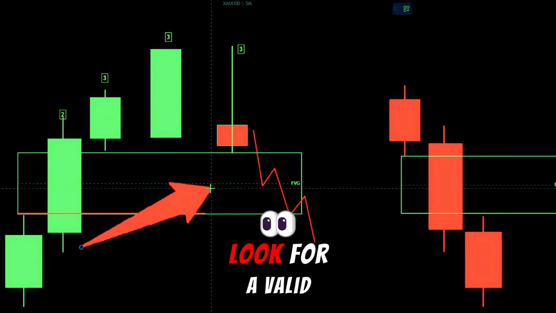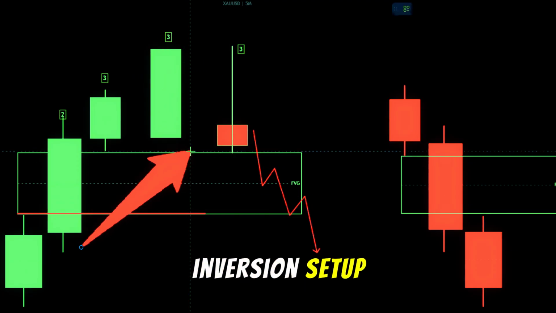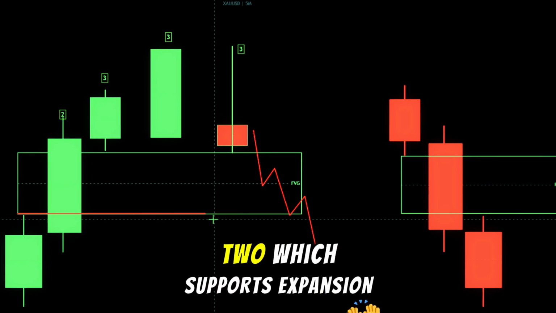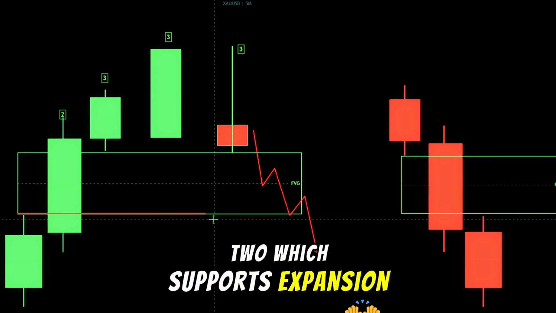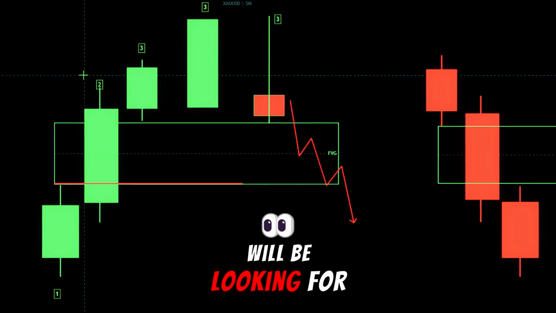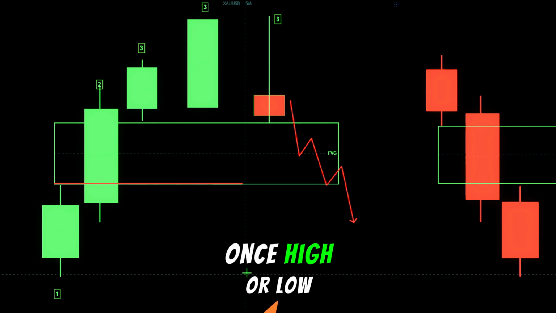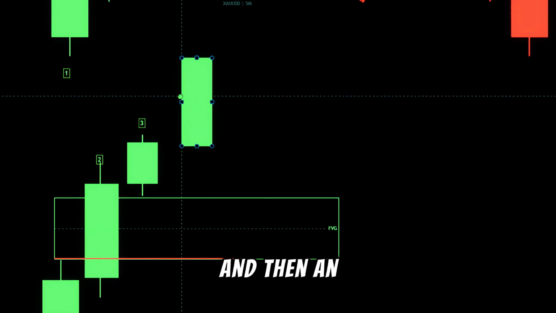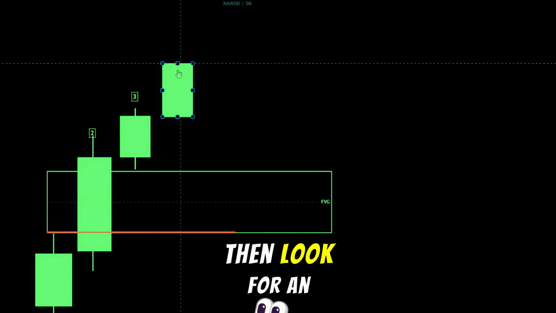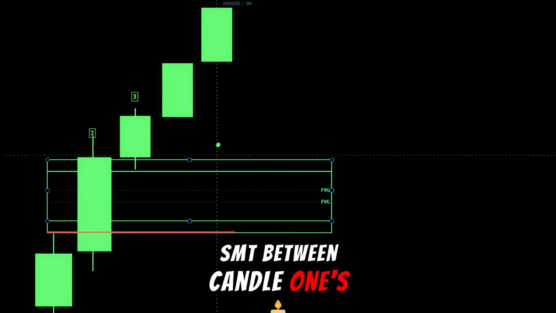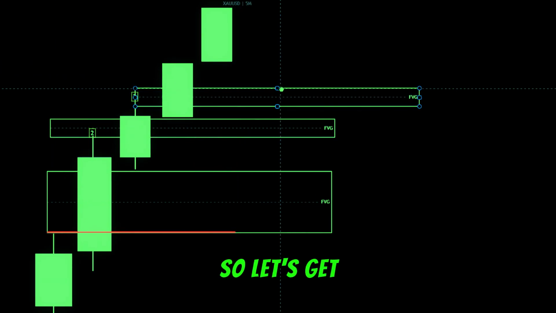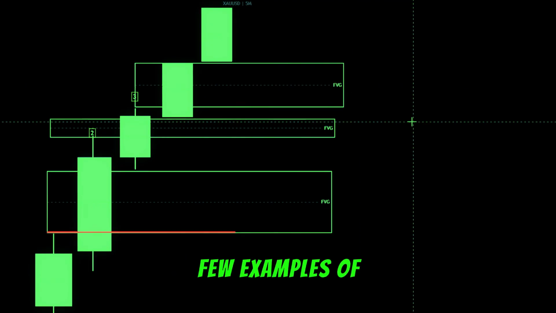So what do we need to look for? A valid inversion setup. Within the fractal model, we need a candle 2 which supports expansion, which means we need a small wick. So right here, I will be looking for a sweep of candle 1's high or low, a small wick, and then an inversion. Now, if you want extra confluence, then look for an SMT between candle 1's high and candle 2's high. So let's get into TradingView and go over a few examples of this.